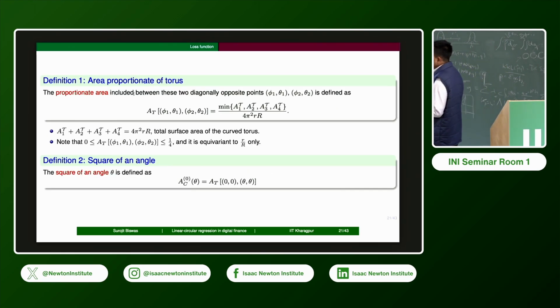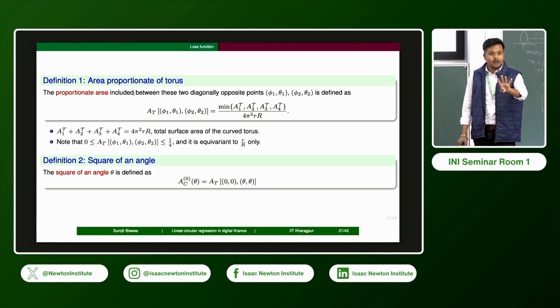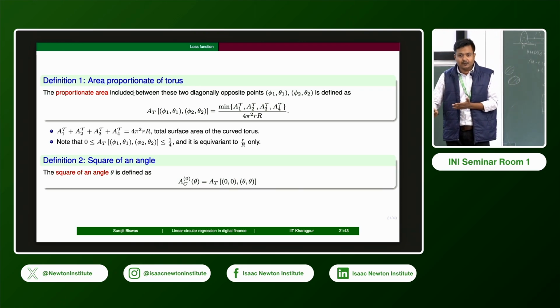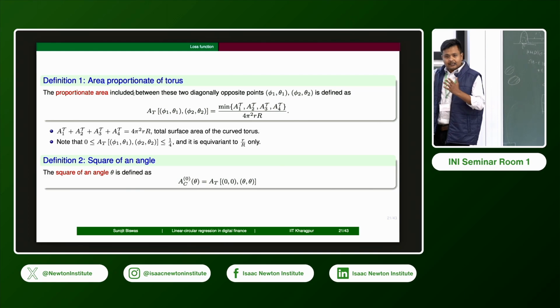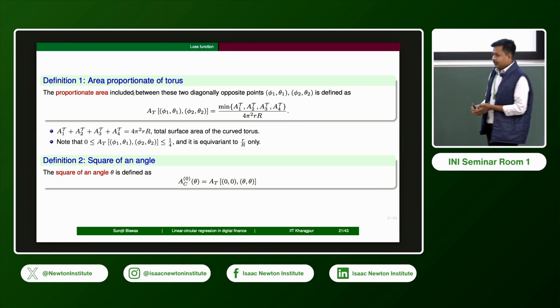Now we are going to define the square of an angle. For that, first of all, we have 4 areas. Now what area should we choose, right? We have to be careful about that. That's why we have taken the minimum of all those areas. And why minimum, why not maximum? That question can be asked.